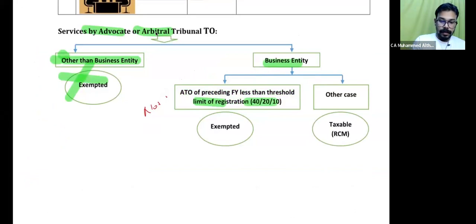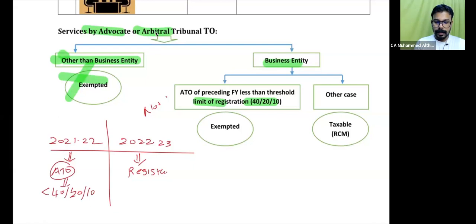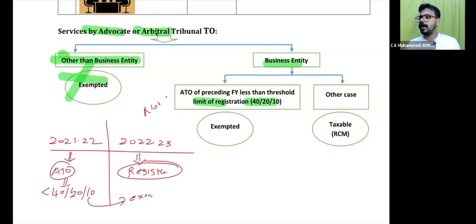So listen carefully. Suppose we are in 2022-23, and the last year is 2021-22. In that year, this business entity may be registered. That is not a problem. But if the last year's aggregate turnover is less than 40 lakh or 20 lakh or 10 lakh, then it will be exempted in the current year, irrespective of the fact that it is registered in the current year. Are you getting what I'm saying?